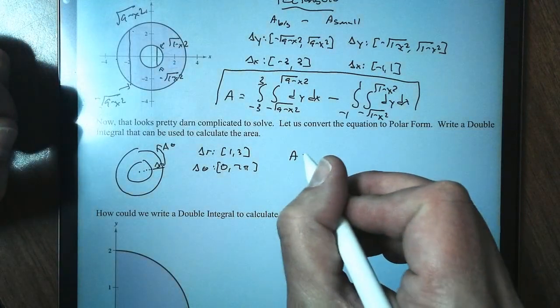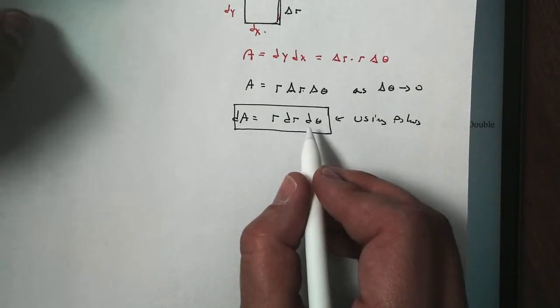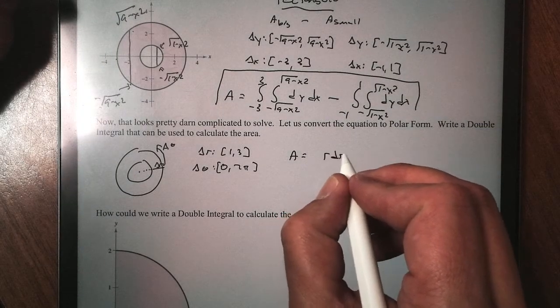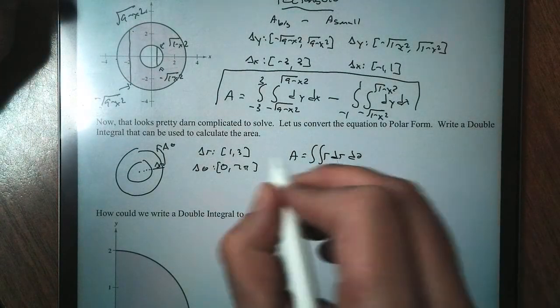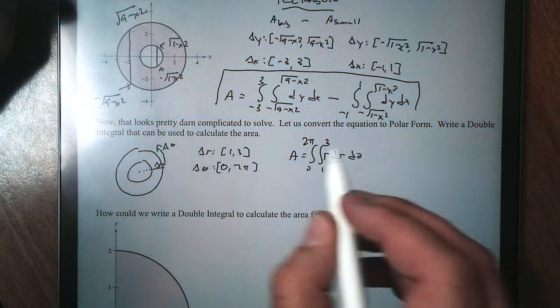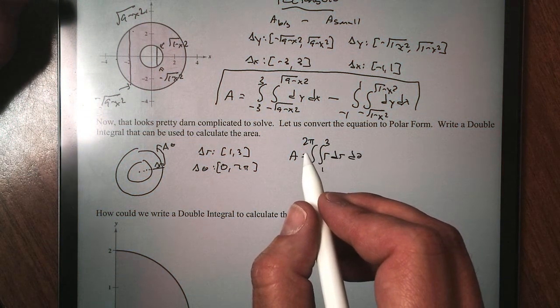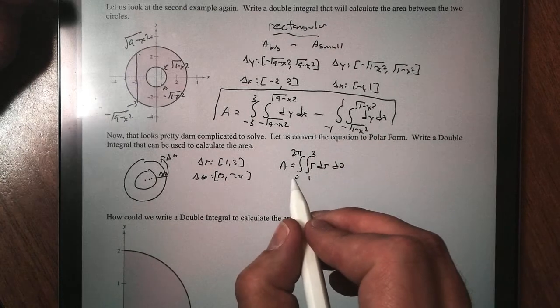So our area, now we do have a special little formula here. It's not just dy dx with dr d theta, it is r dr d theta. Check out the other two videos about where that comes from. r dr d theta, and in our double integral, r is first, so it goes from 1 to 3 and theta from 0 to 2 pi. And this looks much easier to solve.